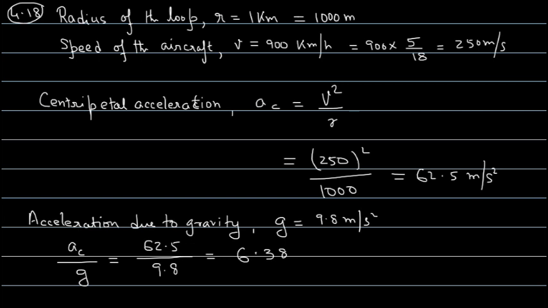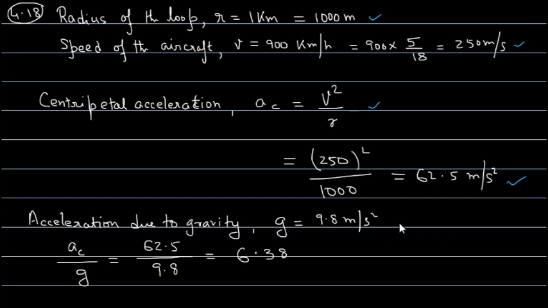Here it is given that radius of the loop r is equal to 1 kilometer, that is 1000 meter. Speed of the aircraft v is equal to 900 kilometer per hour, that is 900 into 5 upon 18, converted into meter per second, is equal to 250 meter per second. Now centripetal acceleration a_c is equal to v square upon r, that is 250 whole square upon 1000, that is 62.5 meter per second square.